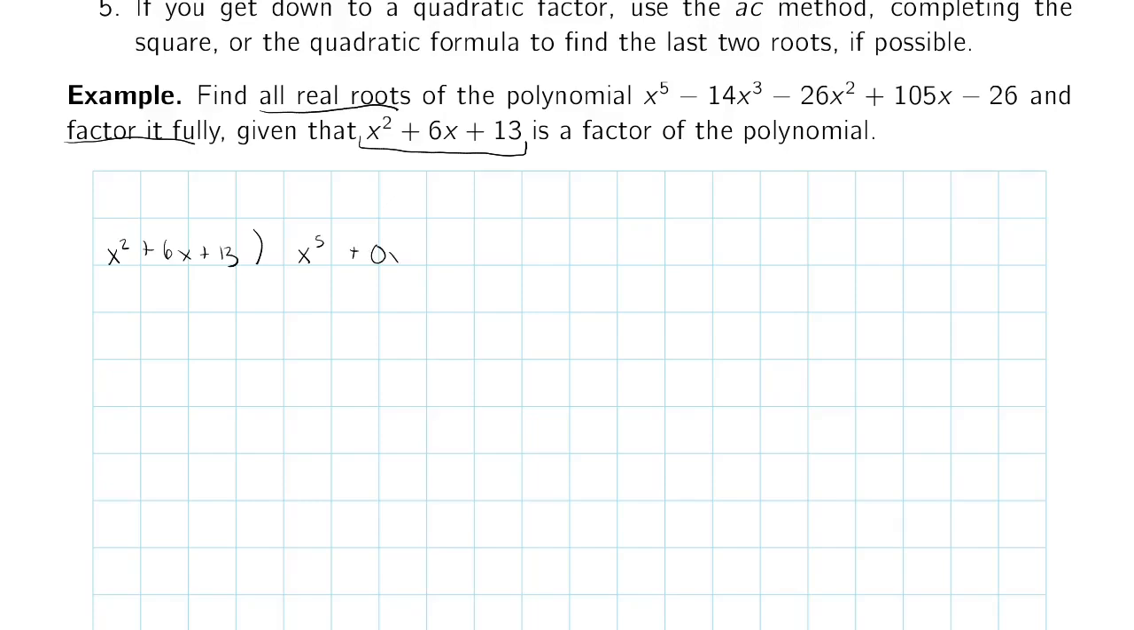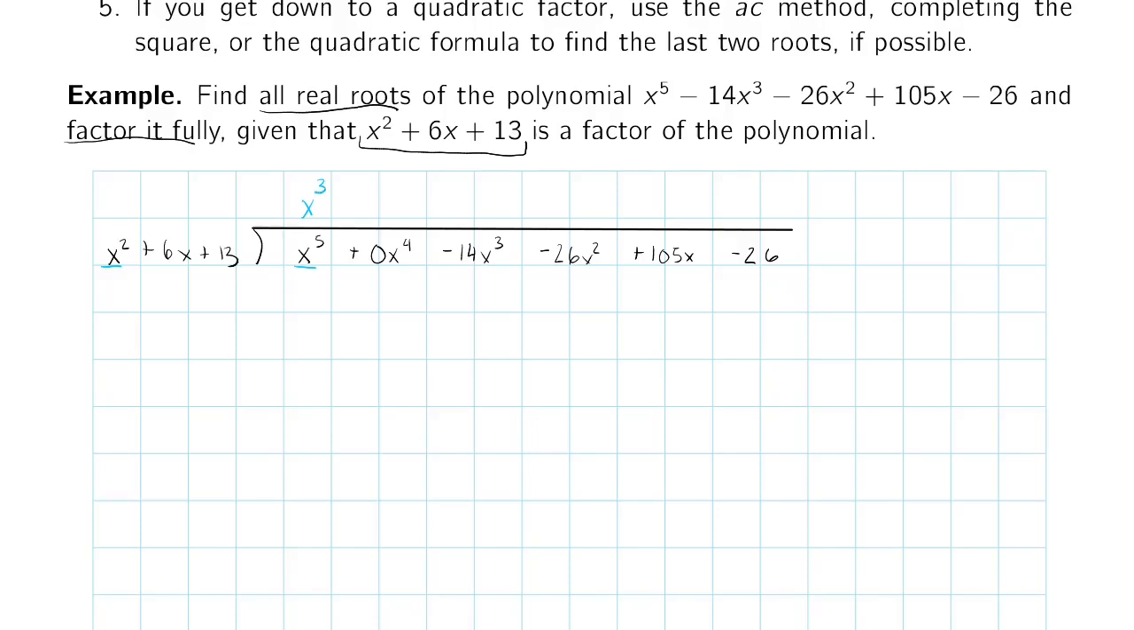plus 0x to the fourth, right? I don't have an x to the fourth term, minus 14x to the third, minus 26x squared, plus 105x, minus 26. And so we'll go through the long division. First, we're going to say x squared into x to the fifth. That goes in x to the third times.